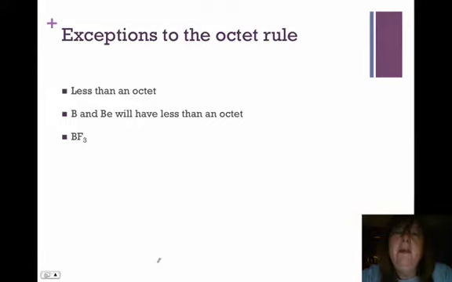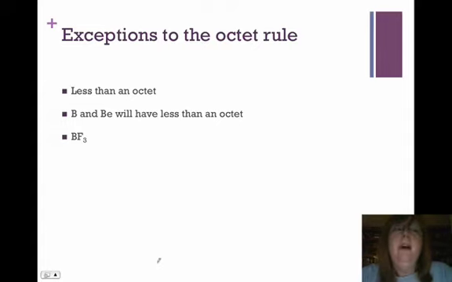Hi, well now that we've been drawing these Lewis structures and you know all about the octet rule, we're going to learn some exceptions to the octet rule. Now these exceptions are for the honors chemistry students only. The standard chemistry students are not responsible for this material, but go ahead and watch it.